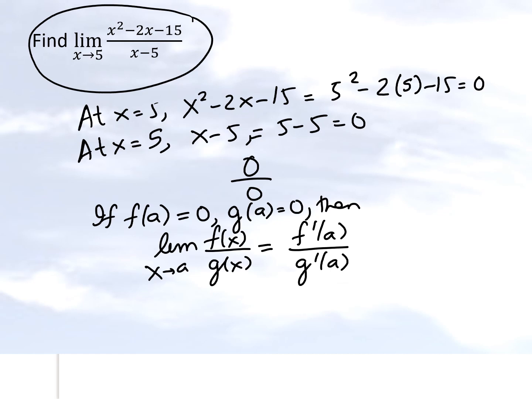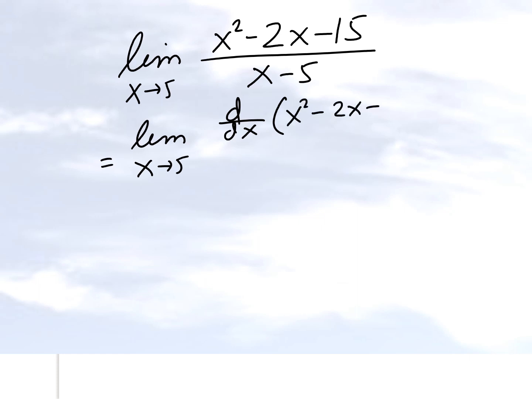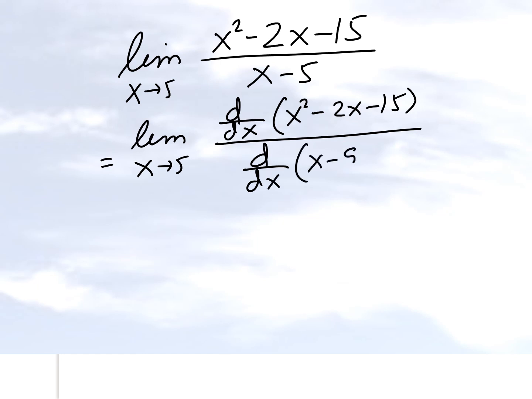Here, f of x will be x squared minus 2x minus 15, and g of x is x minus 5. So what we have is the limit of x approaching 5 of x squared minus 2x minus 15 divided by x minus 5. Because we want to apply L'Hopital's rule, this is equal to the limit as x approaches 5 where we take the derivative of the numerator and the derivative of the denominator.